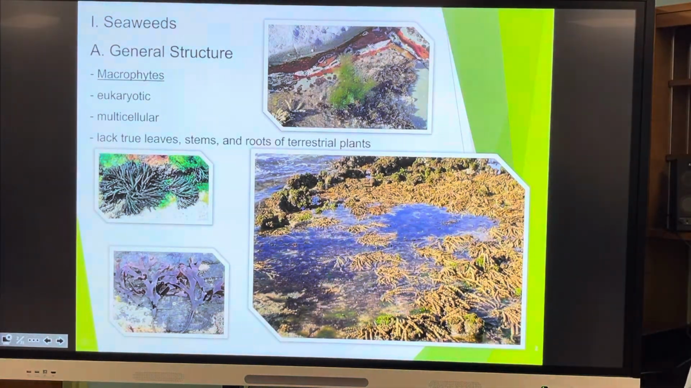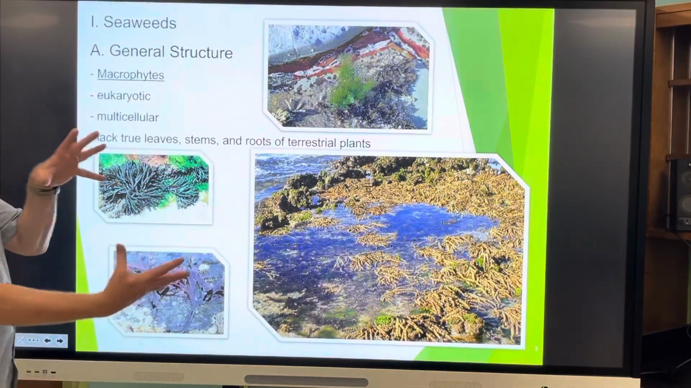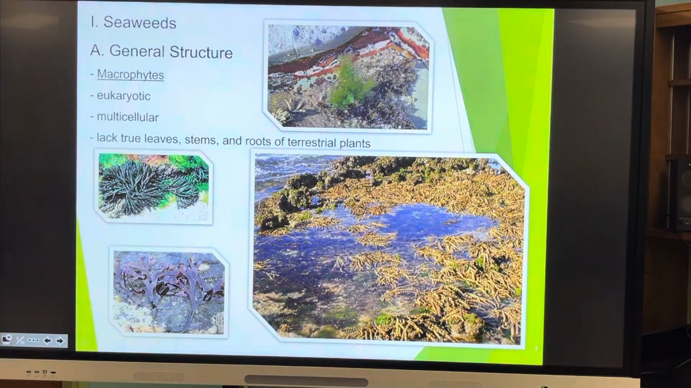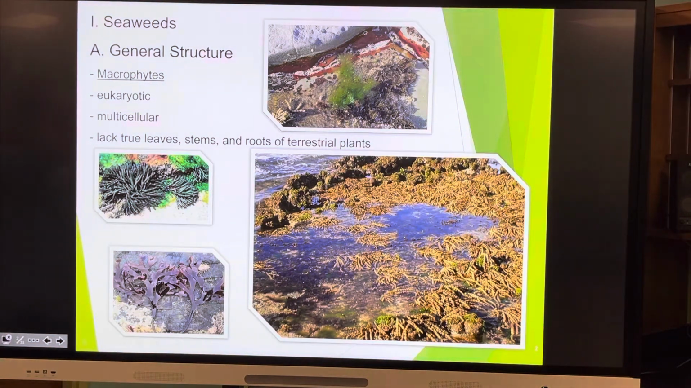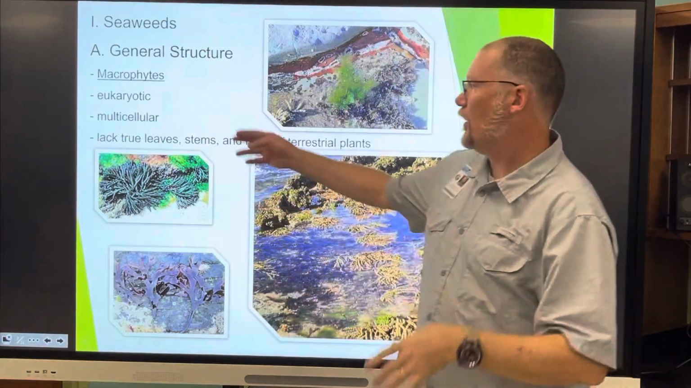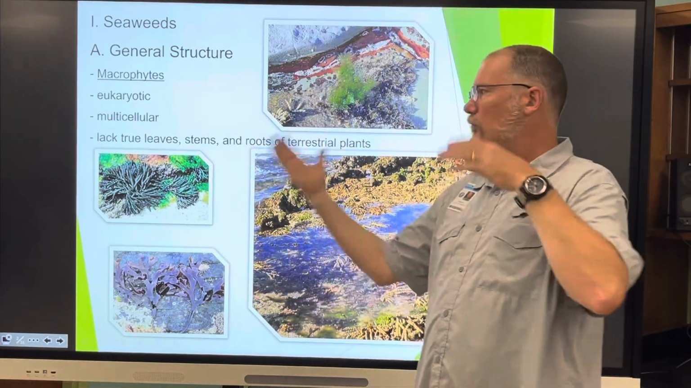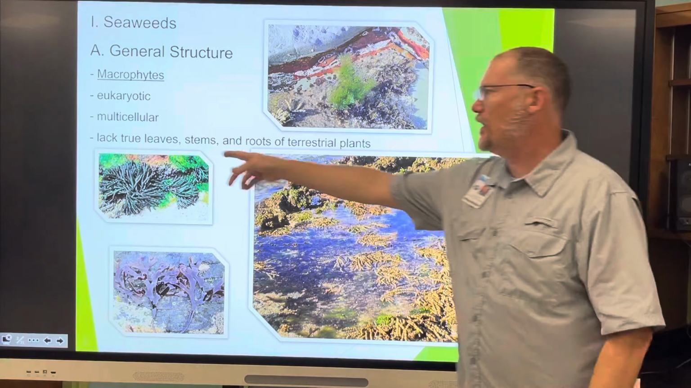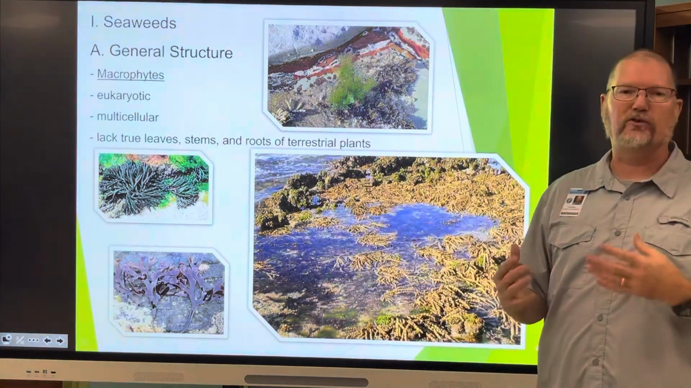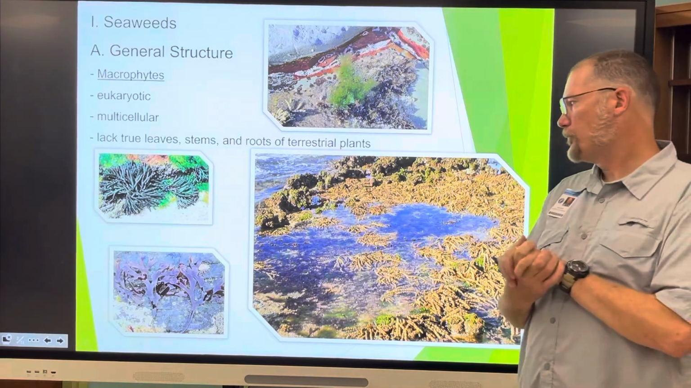Seaweed general structure. They're called macrophytes. Macro meaning, not micro. And they're eukaryotic, so they all have nuclei in their cells. They're multicellular, which we said before, but they're not like terrestrial plants. They're photosynthetic, eukaryotic, multicellular, but they don't have true leaves or stems or roots like terrestrial land plants do. And here are just some examples.